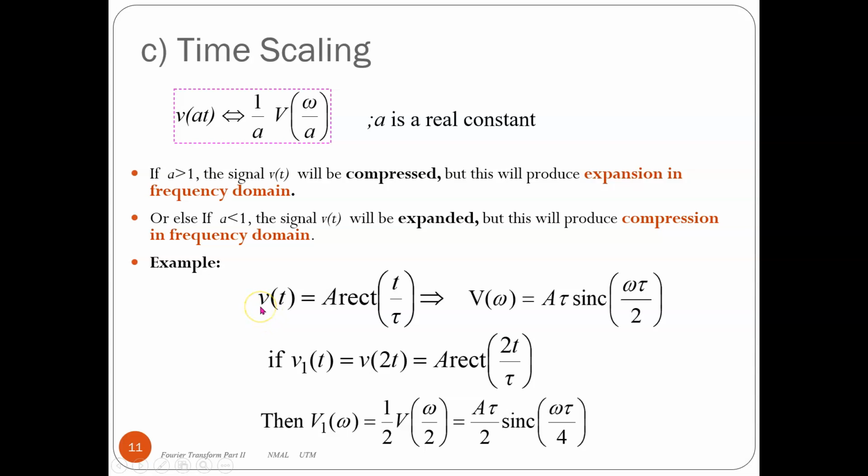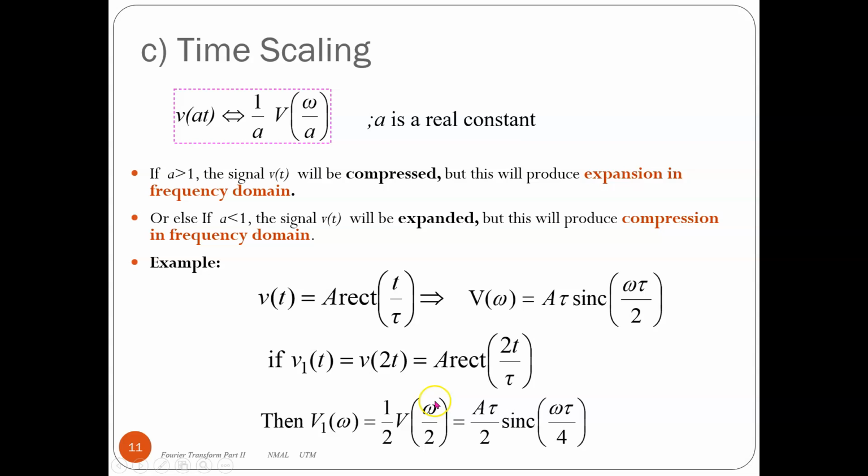Okay, so for the example, given v(t) as a rectangular function and V omega, which we obtain from the table, is A tau sinc omega tau over 2. If v1(t) has 2 as a constant in the bracket here, so this is a rectangle, 2t over tau, and we put in the formula, V1 omega will become, basically 2 here is a, so you put 1 over a, which is 1 over 2, V omega over 2, omega over 2.